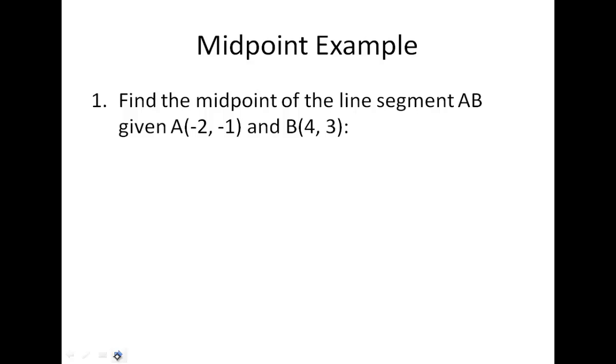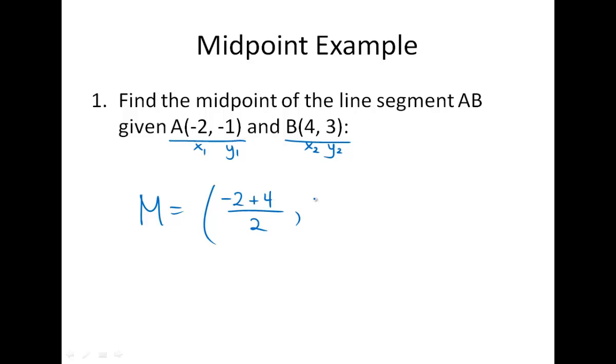So let's take a look at an example where we don't need to graph anymore. We're given 2 points and they want to find the midpoint between them. So numerically, we know we can take the average of the x values and the average of the y values. If you'd like to use the little numbers, you could signify (x1, y1) and (x2, y2). So the midpoint would be averaging the x values. So negative 2 plus 4 over 2, and averaging the y values, negative 1 plus 3 over 2.